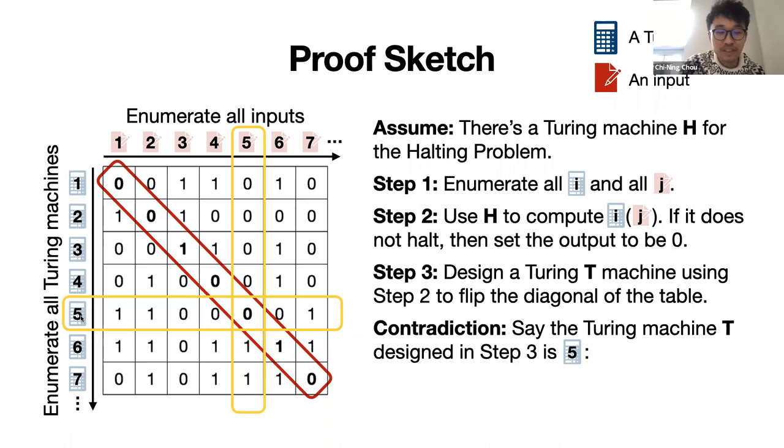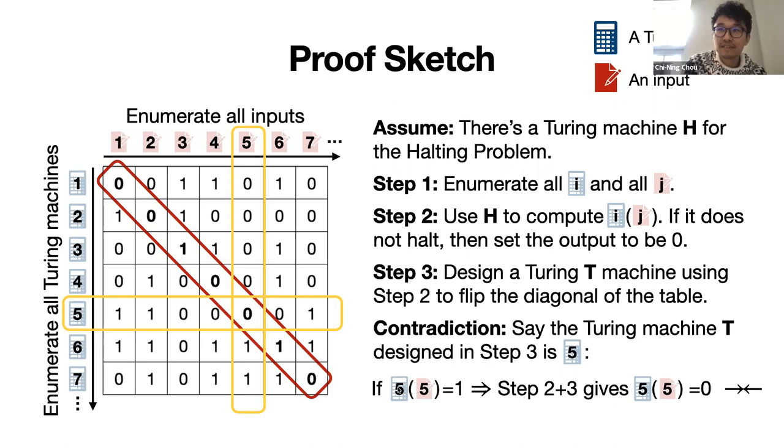I claim that we can derive a contradiction in the following way. Suppose the fifth Turing machine evaluated on the fifth input is 1. If you go through the reasoning of steps 2 and 3, it will tell you that 5 evaluated on 5 is 0, which is weird, because I assumed it is 1, but by the definition of Turing machine T, it will give me a different answer. Similarly, if you assume 5 evaluated on 5 is 0, you run through the same logical arguments again, and it will tell you 5 evaluated on 5 is 1.